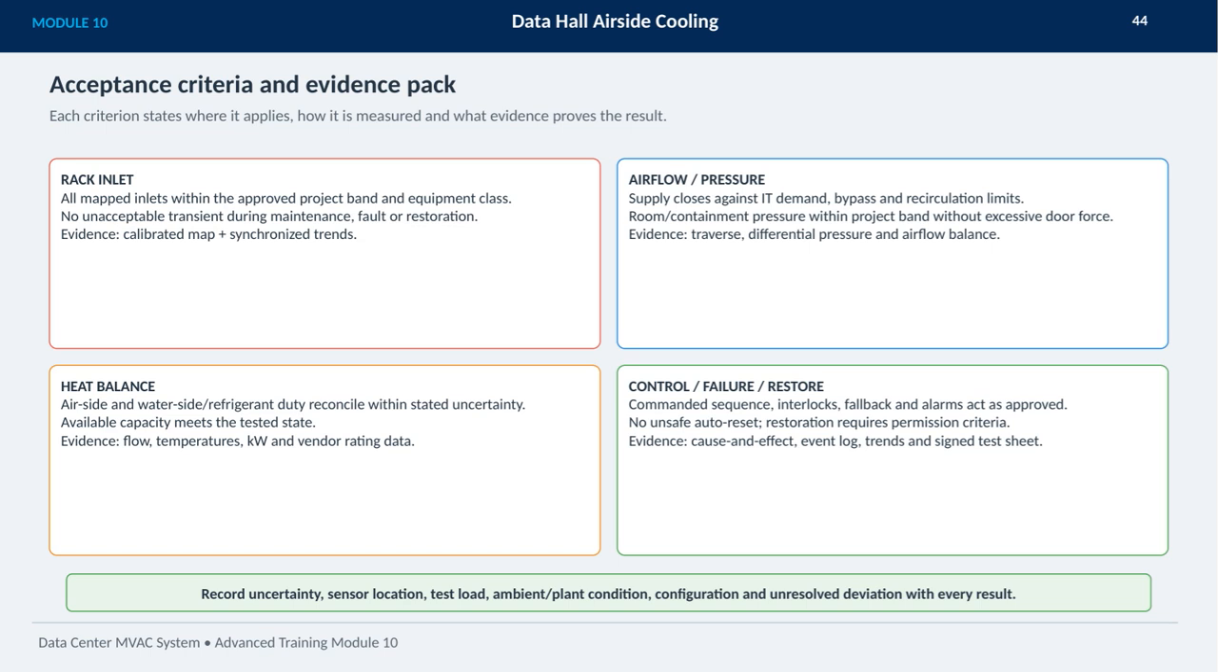For control, failure, and restore functions, the commanded sequences, interlocks, fallback modes, and alarms are validated to operate as approved. Importantly, there should be no unsafe auto reset, and restoration must only occur with explicit permission. Evidence for this includes cause and effect diagrams, event logs, trend charts, and signed test sheets. Lastly, every result must record uncertainty factors like sensor location, test load, ambient and plant conditions, system configuration, and any unresolved deviations to provide a thorough and transparent acceptance package.